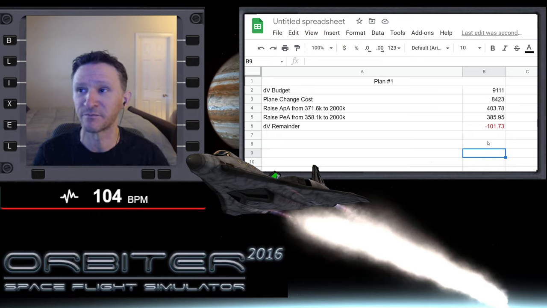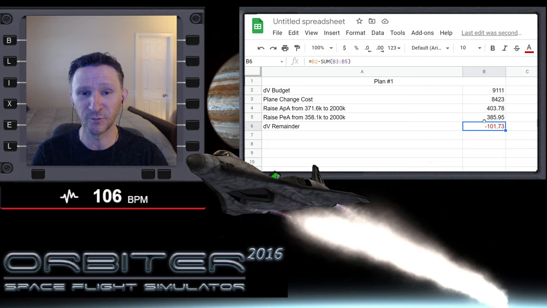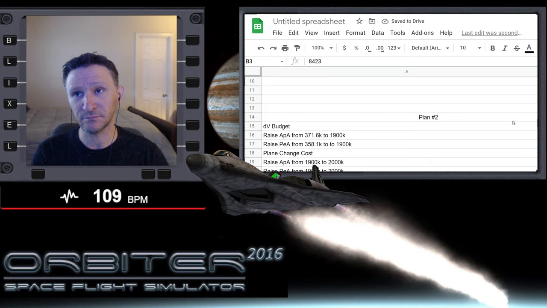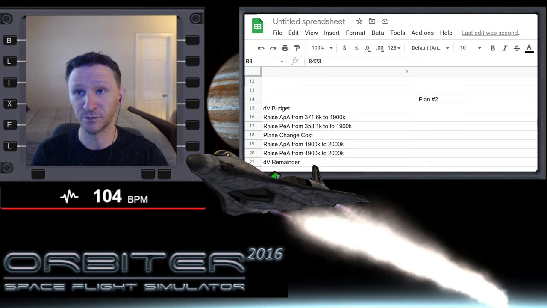Doesn't work that way. And the other thing to take into consideration is that this is like the best case scenario. And like we said, we know for sure it's going to cost more than 8,423. We don't know how much more, but it's going to be more. So this plan is a non-starter. It isn't going to work. So let's consider another option, what I'm just going to call plan number two.